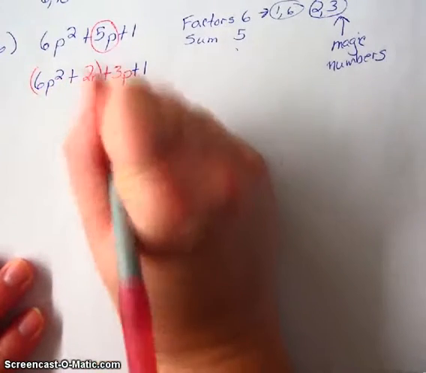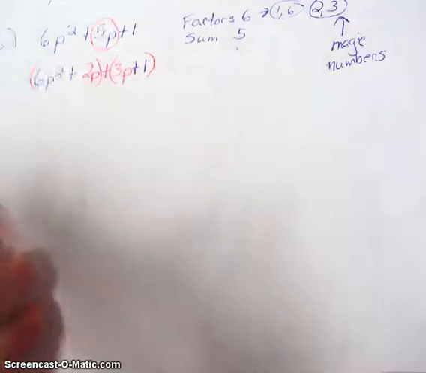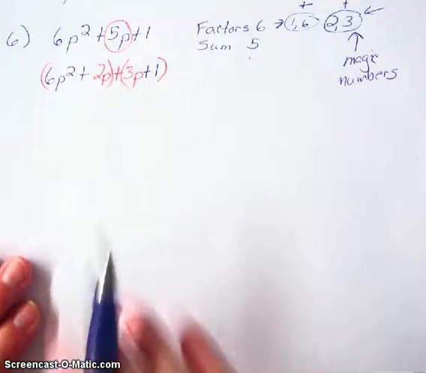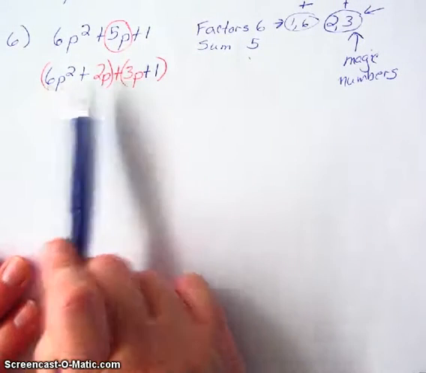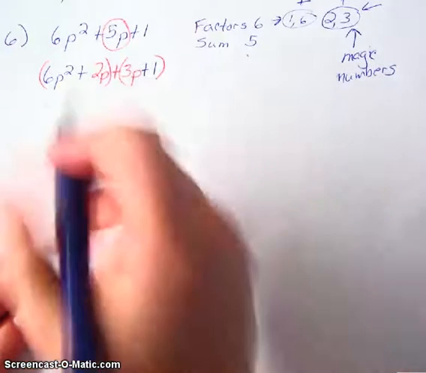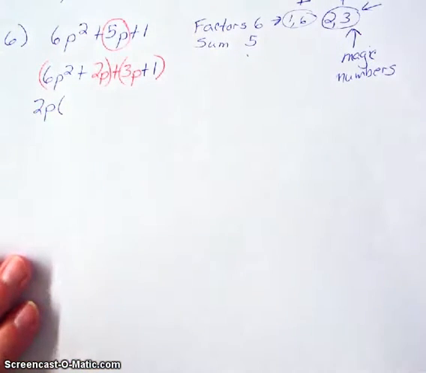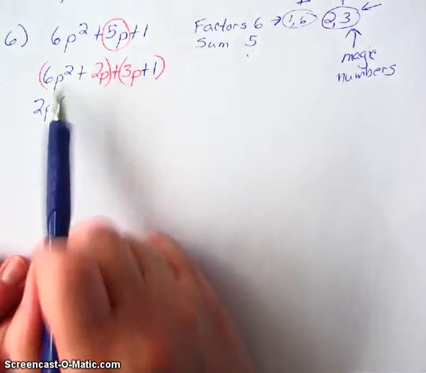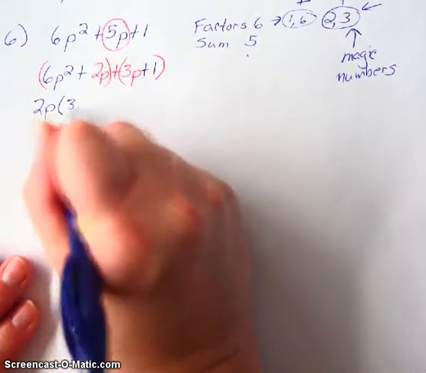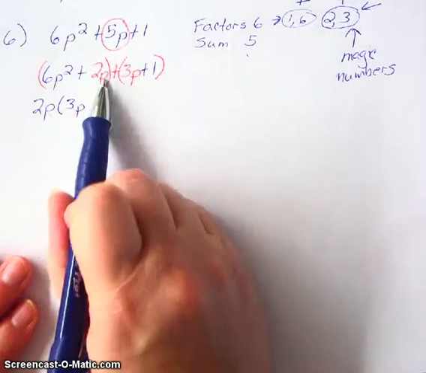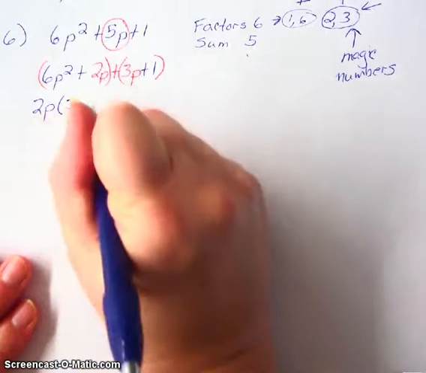So I'm grouping. And then the GCF of the first group, the largest number that divides into these two terms, would be 2p. So now I'm dividing. 6p squared divided by 2p is 3p. 2p divided by 2p is 1.